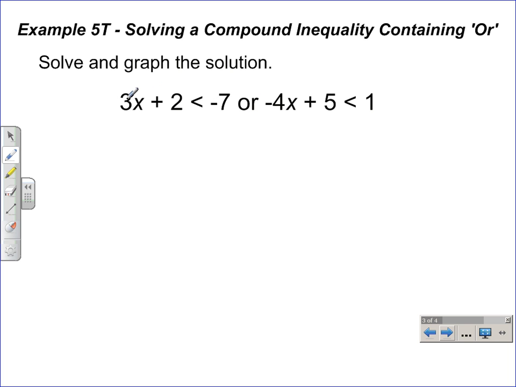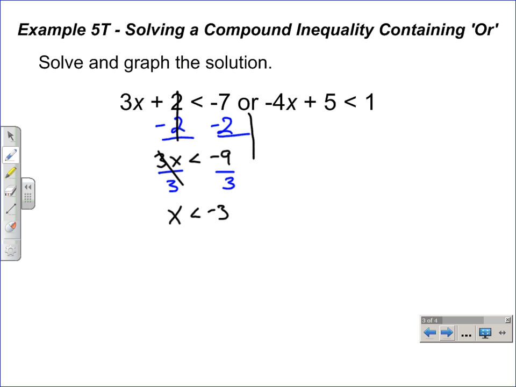So on the left-hand side of the word or, we have 3x plus 2 is less than negative 7. Well, to solve that inequality, we subtract 2 from both sides. The 2's on the left cancel out, become 0, actually leaving us 3x is less than negative 9 on the right. Next, I divide each side by 3. The 3's on the left divide out, leaving me x is less than negative 3. Bringing my OR down.